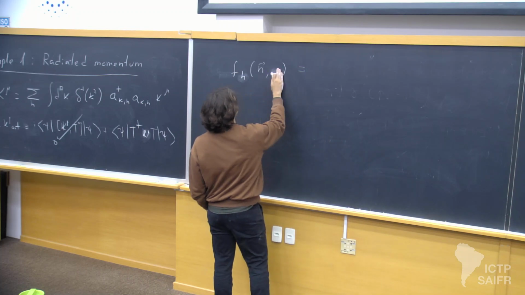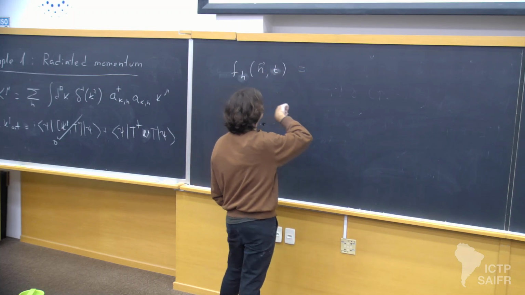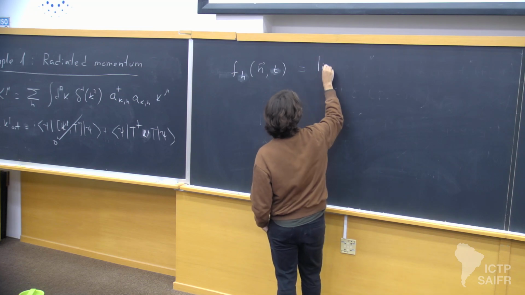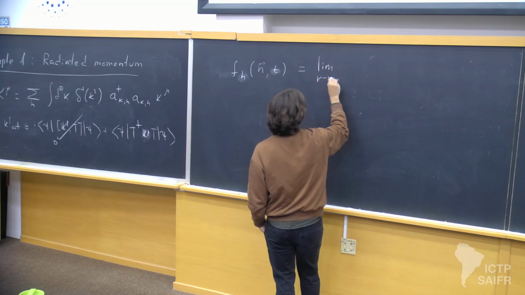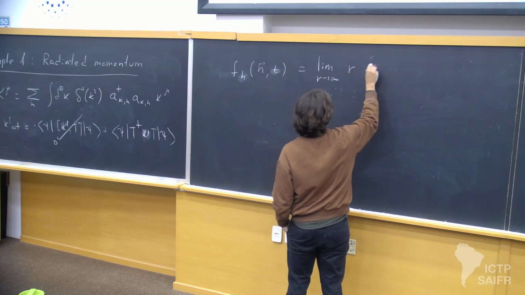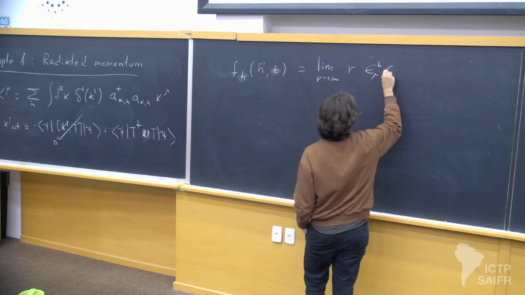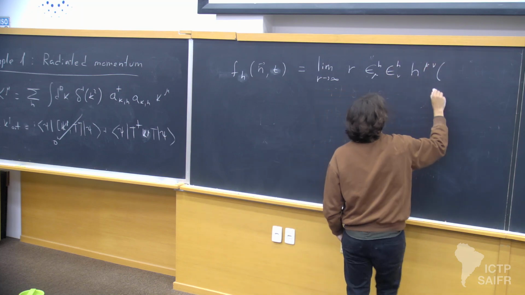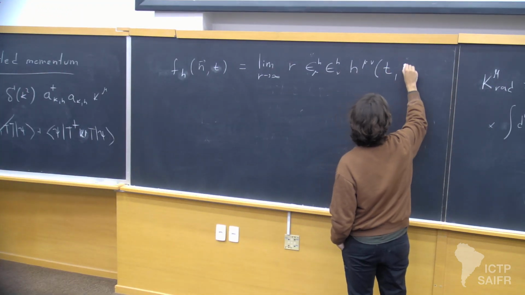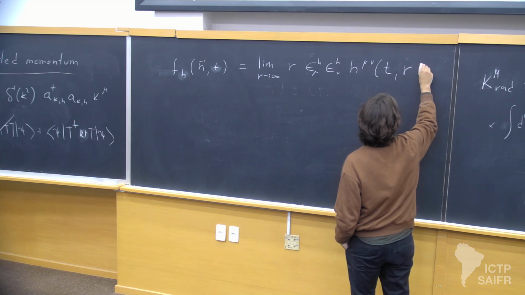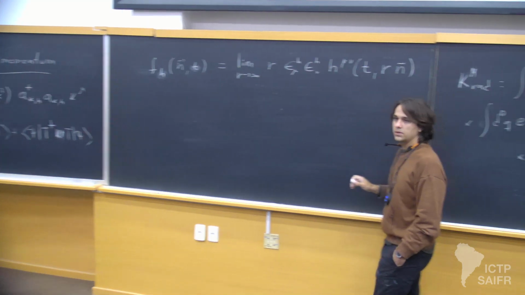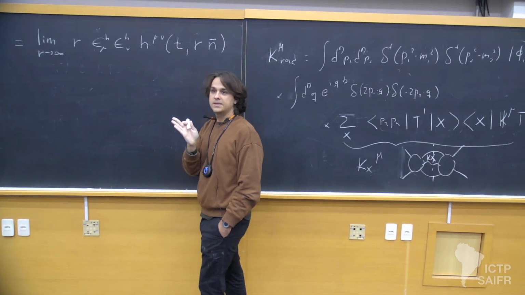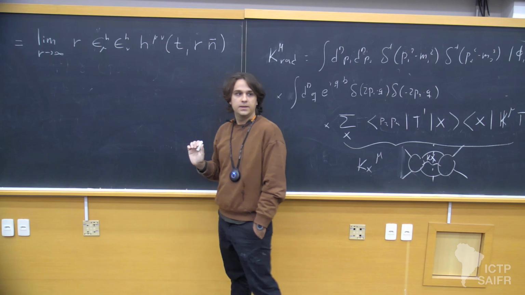Actually, let me just first write it as a function of time. So this will be the limit when r goes to infinity of r times the gravitational field contracted with the appropriate polarizations, where this is at time t, and then I'm just choosing x to be r times some unit vector, okay? So I'm just taking the gravitational field at some point in space, and I'm just sending r to infinity to measure it at infinity. Okay?